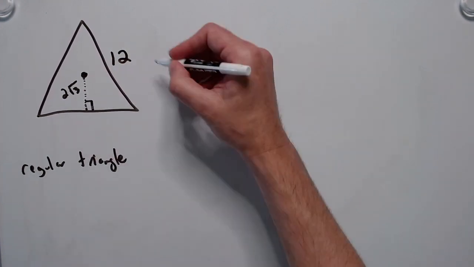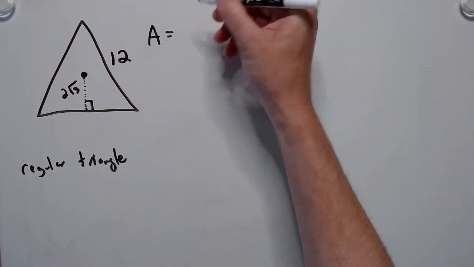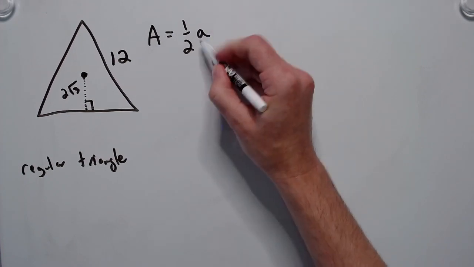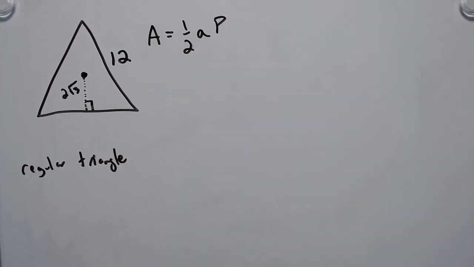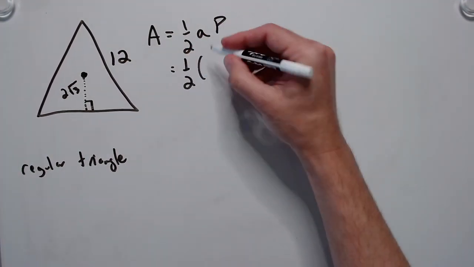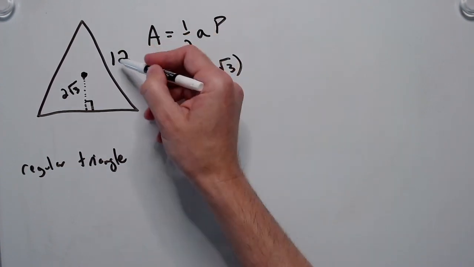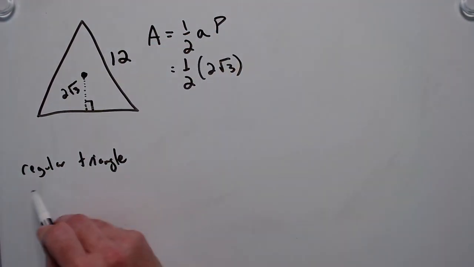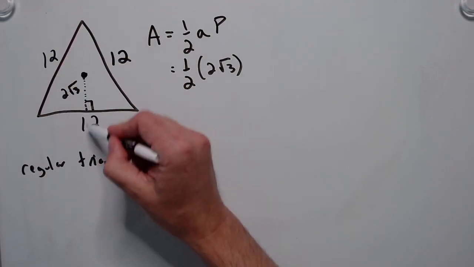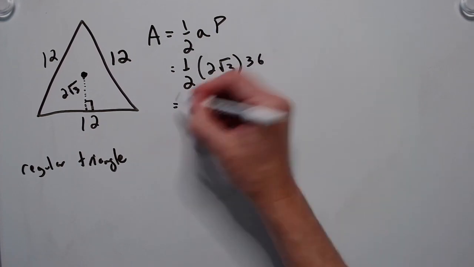Well, because it's regular, we can use that formula where the area is equal to 1/2 the apothem, lowercase a, times the perimeter. So we can just rewrite this as 1/2 apothem, which would be 2 root 3, times the perimeter. Well, we know one side is 12, but again, because it's regular, this has to be 12, and this has to be 12, so 12 and 12 and 12 is 36. And we can expand this out.